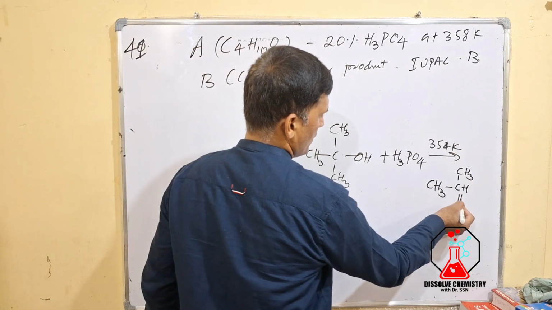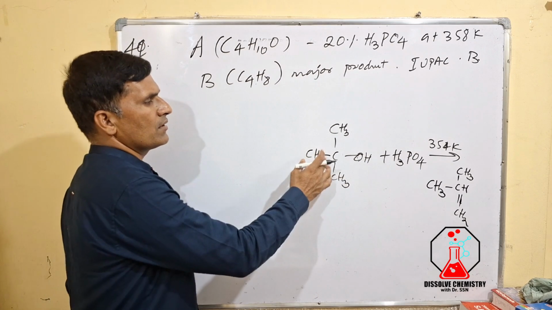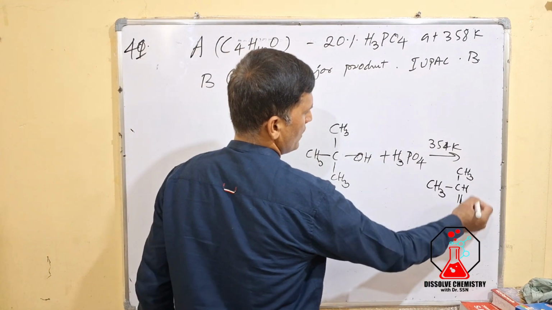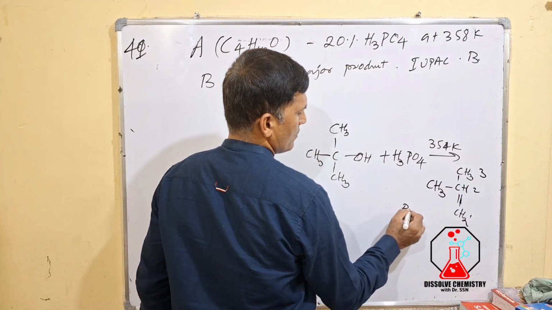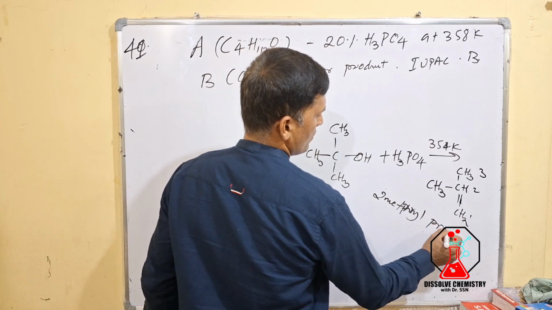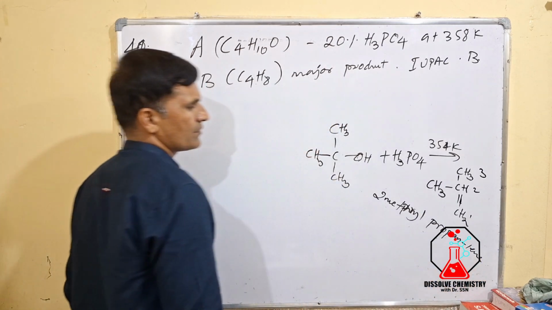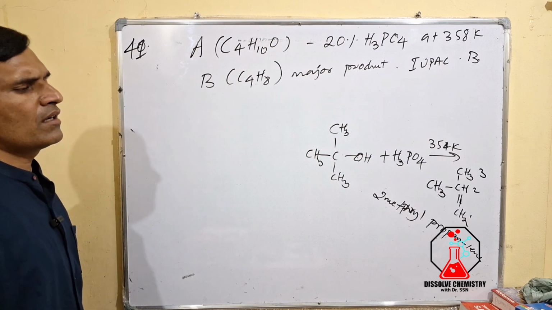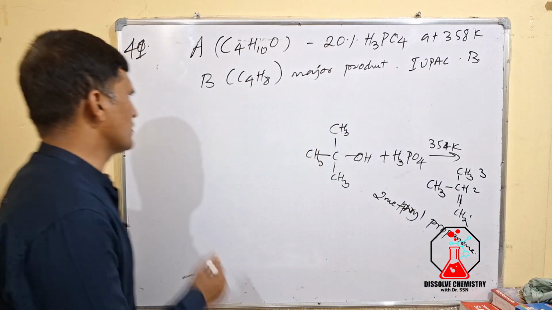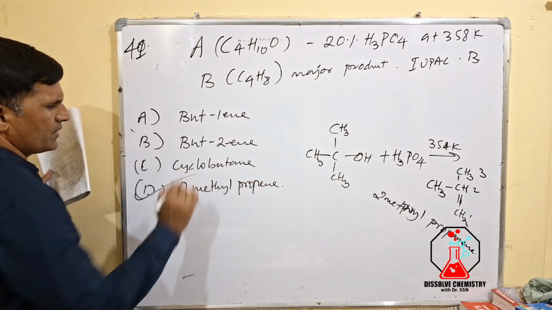Here the proton is accepted and dehydration takes place, leading to the acquiring of a double bond. As it acquires the double bond, you count the numbers 1, 2, 3. So it is 2-methylprop-1-ene. You can write 2-methylpropene, since 1 is not required, as it contains only 3 carbon atoms. Let us see the options. Option A. So your option is D.